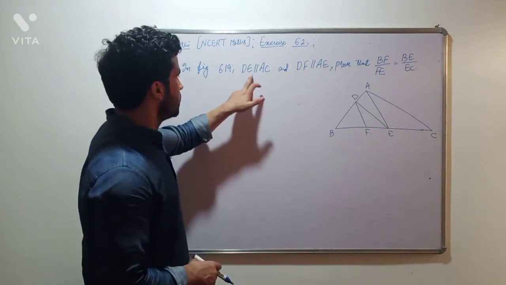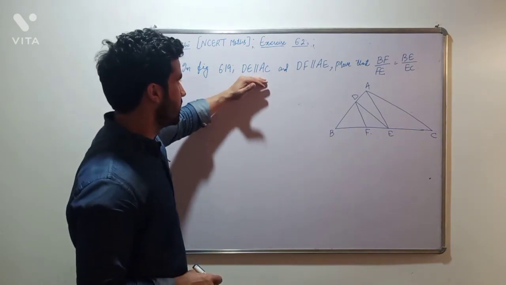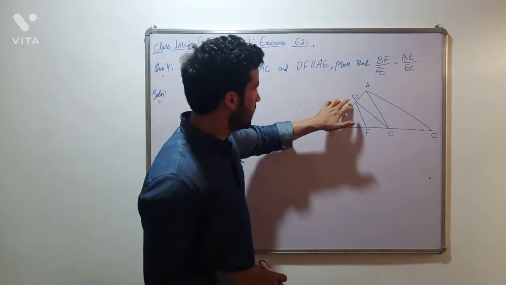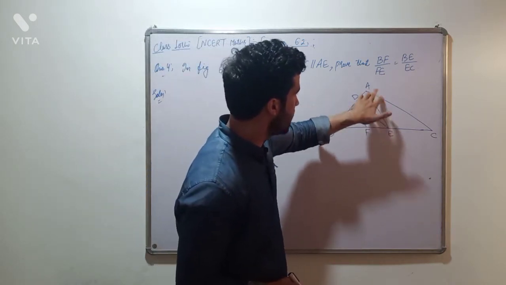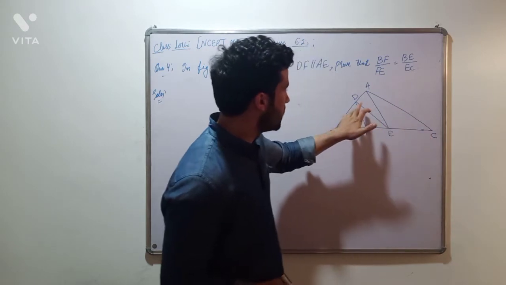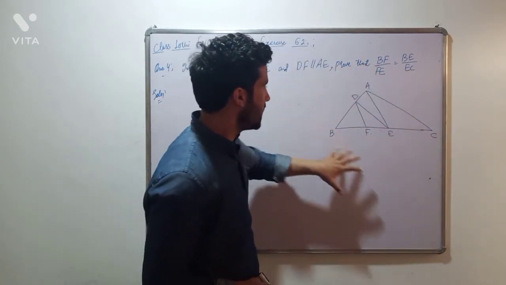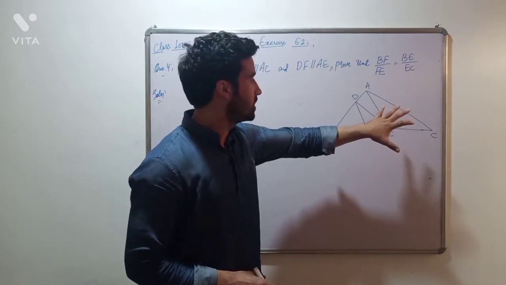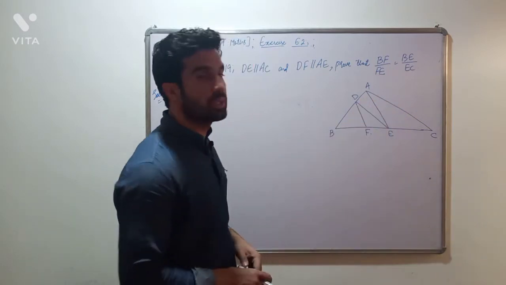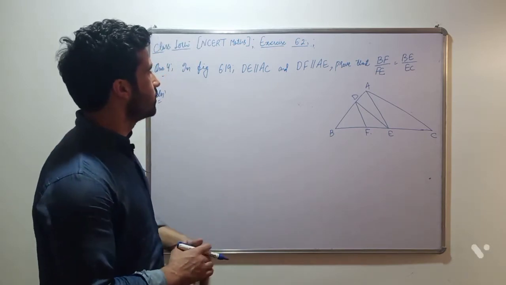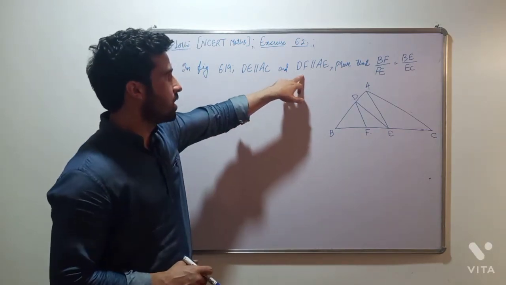Now see, as far as this condition is concerned, here it is saying that DE is parallel to AC. Now try to have a look over this. DE is parallel to what? AC. Okay, once DE is parallel to AC, this means that we may consider the triangle ABC, and in this triangle ABC we can use the basic proportionality theorem. Okay, so we have to apply the basic proportionality theorem.